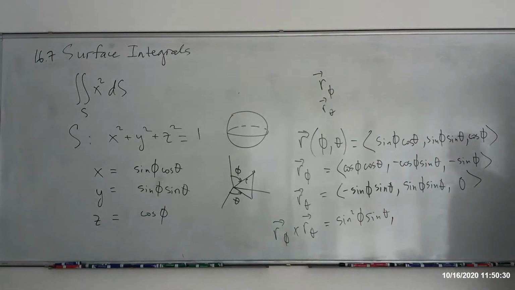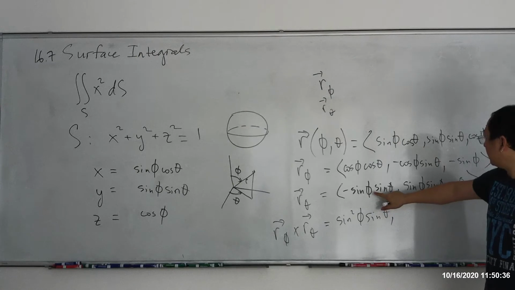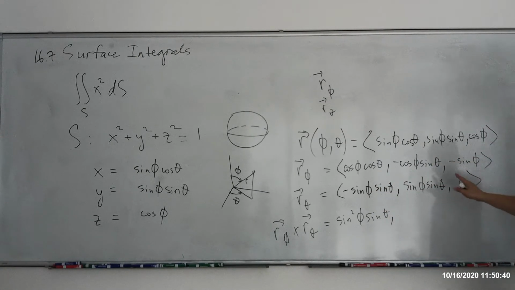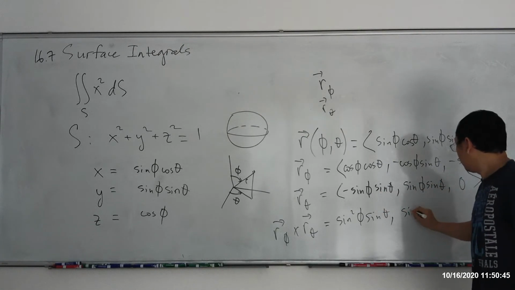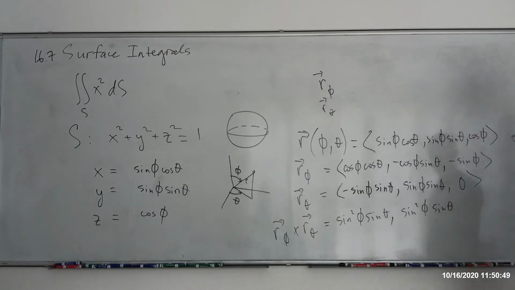And then the second component is what? For the j term right here, 0 times this is 0, minus, and now the minus become plus, this times this. The middle term we change the sign, okay? So the negative times negative going to be positive. So sine square phi sine theta again.